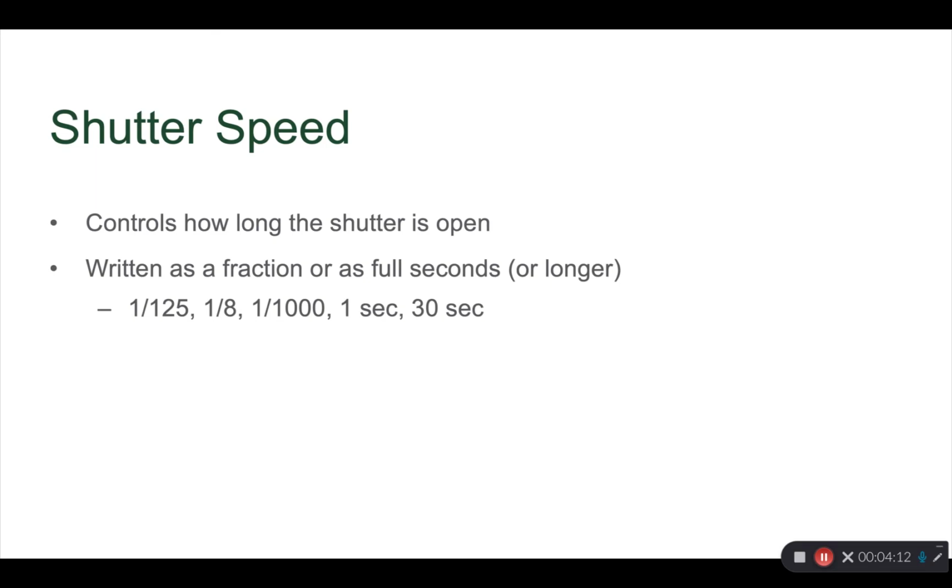Shutter speed controls how long the shutter is open. It's typically written as a fraction of a second, sometimes as full seconds. And with most cameras, if you just see 125 on your shutter speed dial, it means that it's a 1/125th of a second. When you get to 1 full second, you'll get the little second markings.